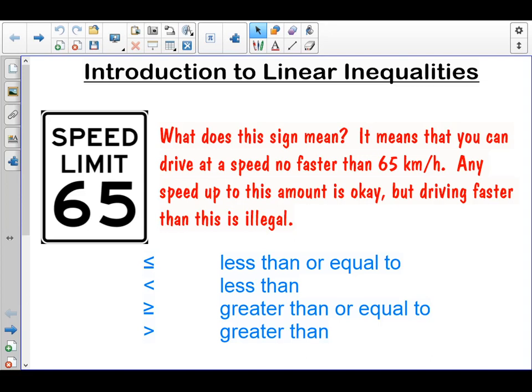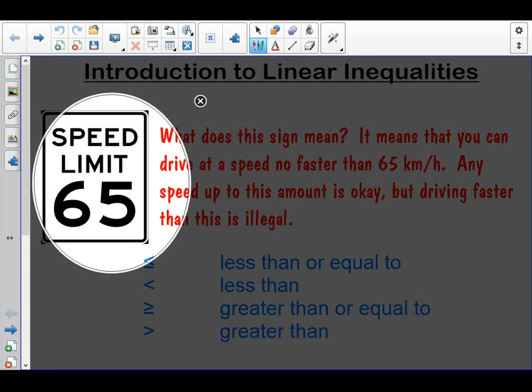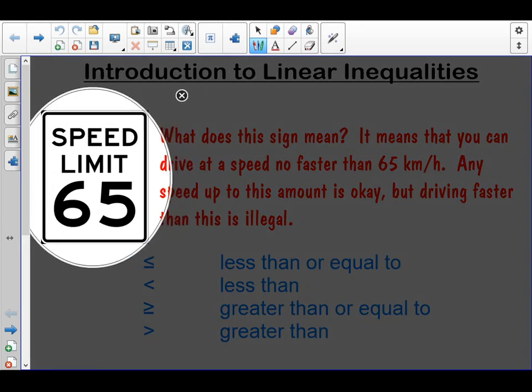So when we take a look at linear inequalities, one of the things that we do is we consider what an inequality is. So in order to help us, let's see if I can do this. Perfect. So when we see a sign like that, speed limit 65.